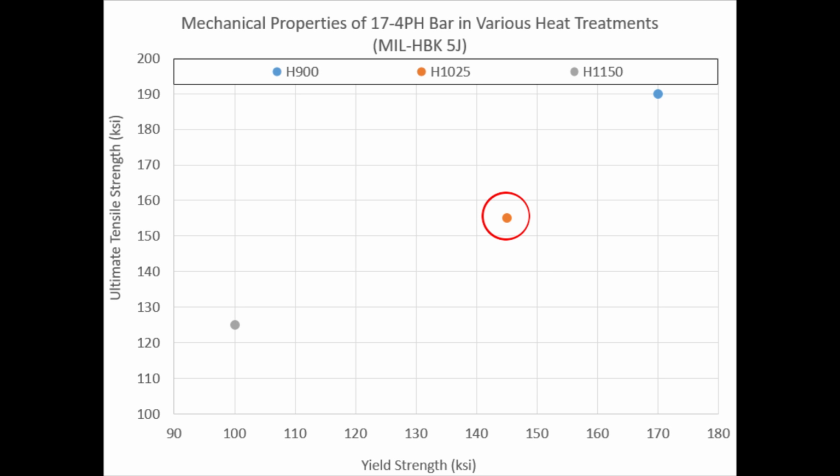So now we're going to look at 17-4 PH in the H1025 condition. And this condition isn't as strong as the H900 condition. The ultimate tensile strength has dropped from about 190 KSI to 155, and the yield strength has dropped from about 170 KSI to 145. But what we'll see is that the toughness has improved as a result of this change in heat treatment.